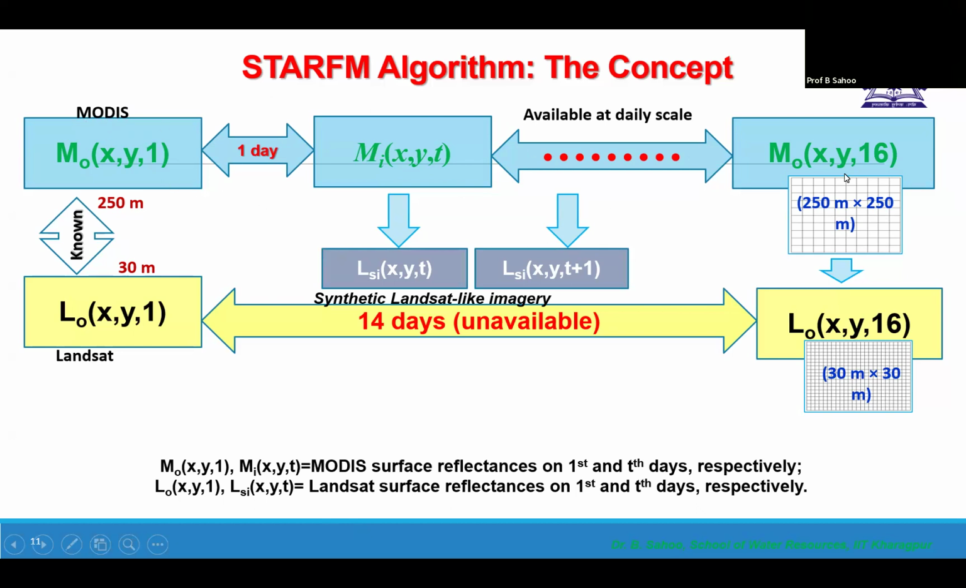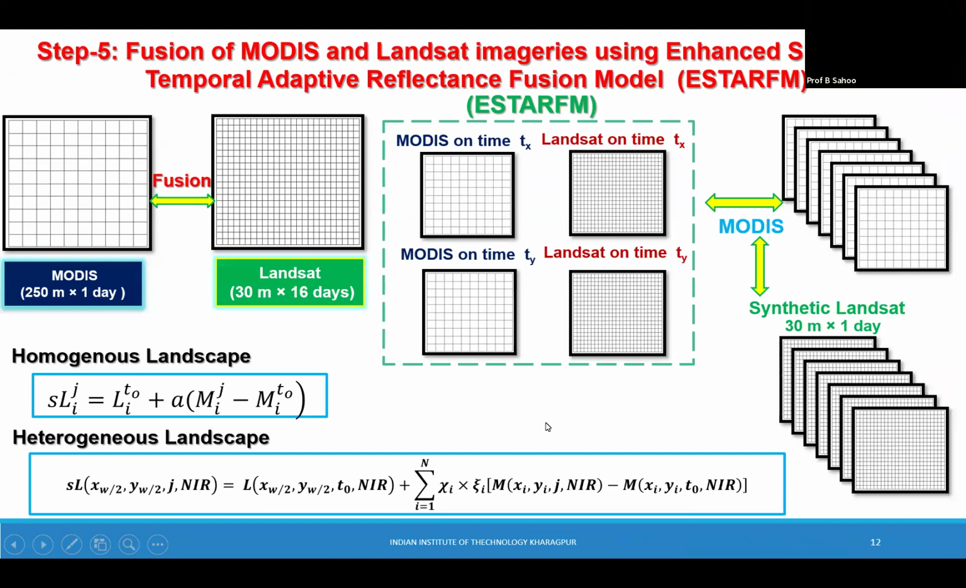Because you see this MODIS pixel, we are getting daily MODIS data. But Landsat has a revisit period of 16 days. So on the first day you have the Landsat data, and on the 16th day you have the Landsat data, but in between you don't have. This is having 30-meter resolution. So what do we do? Corresponding to each and every MODIS image, we can get the synthetic Landsat image or similar type of Landsat data, which is having every day and having 30-meter resolution. So that is the concept of this STARFM algorithm.